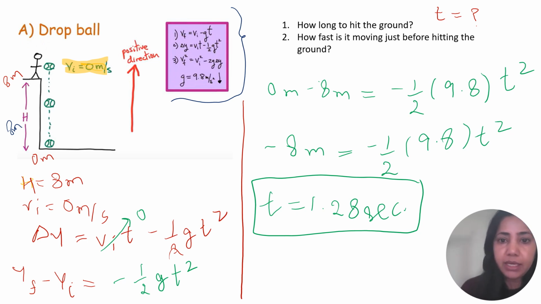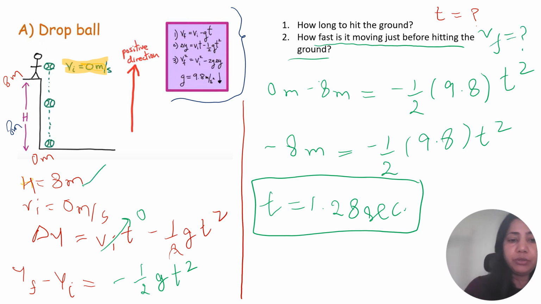The second part asks how fast it is moving just before hitting the ground. What is the unknown in this part? It is vf. You have h given, you have vi, and you now have the t value. Try to find how fast it is moving just before hitting the ground. This problem is the assignment for you. Just try it, and let me know if you have any further questions for me.